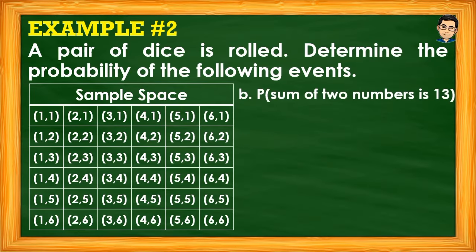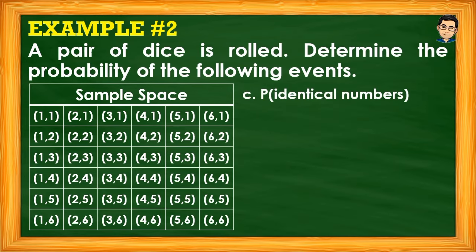What about sum of two numbers is 13? So, anong probability? Kung titignan natin yung pinaka-last na outcome dito, which is dalawang 6, kapag pinag-add natin yon, we'll have 12. So, ibig sabihin yung maximum sum ng dalawang dice na yan is only 12. Ang kinahanap natin dito, 13, and that is impossible. 13 is greater than 12. So, our answer for this particular problem is 0. That is impossible to happen.